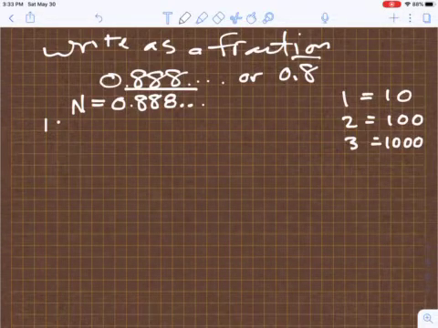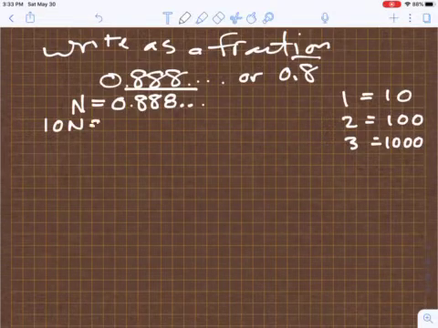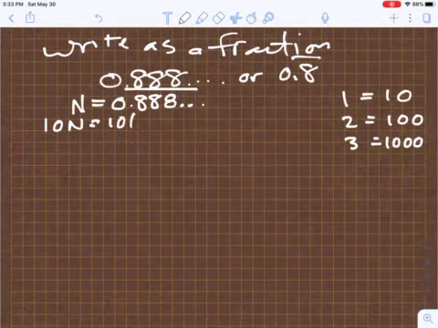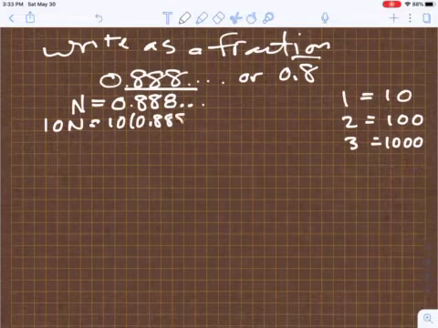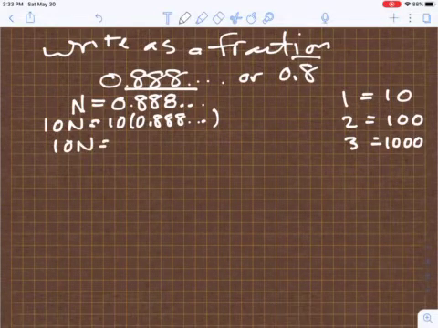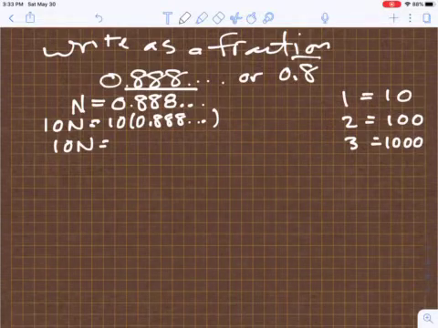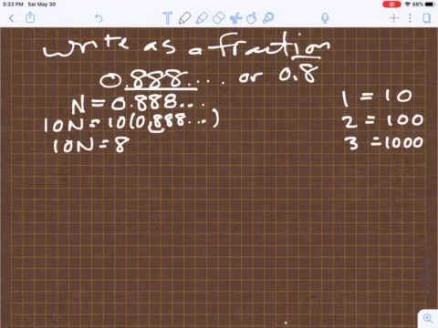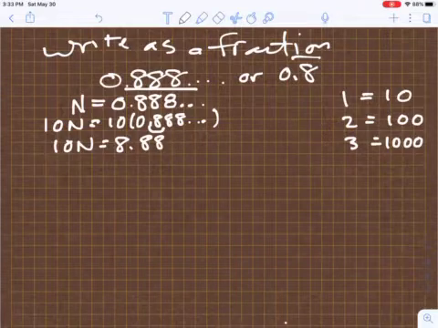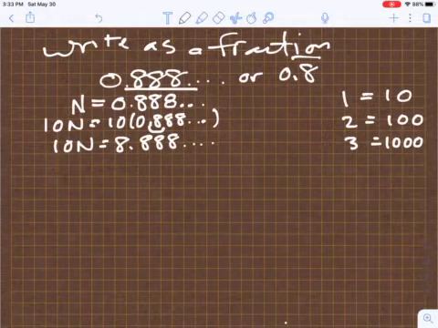So I'm going to go 10n is equal to 10 times 0.8 repeating. That's going to give me 10n is equal to, and what that does when you multiply this by 10 is it moves this 8 over 1. It moves the decimal over. 8.88, and then we'll put another 8 there, right?